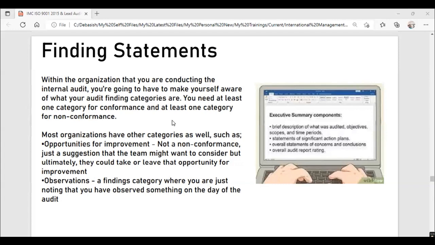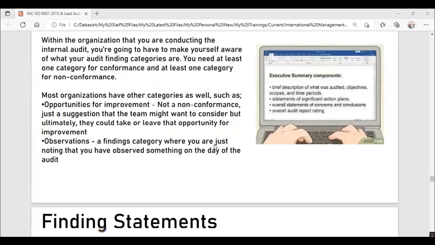Another is observations. This is a finding category where you are just noting that you have observed something on the day of the audit, which, if not taken care of, might lead to a non-conformance letter.